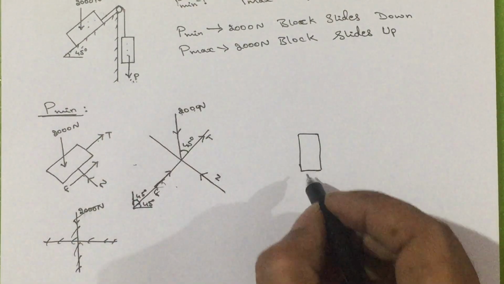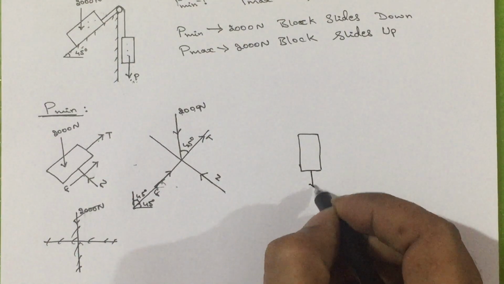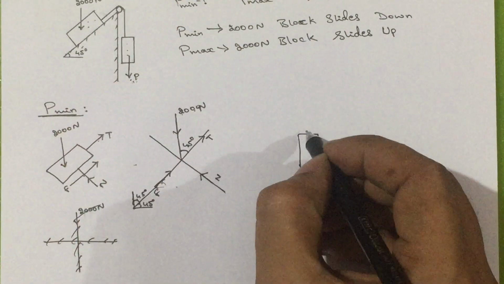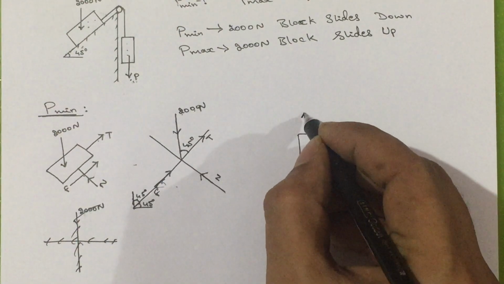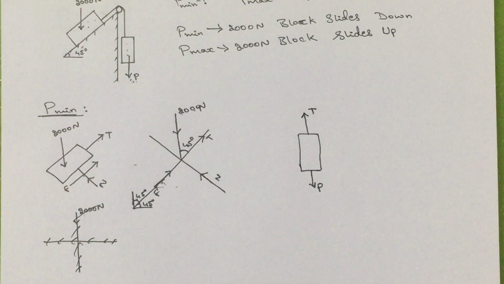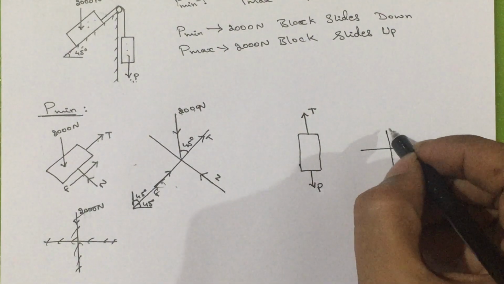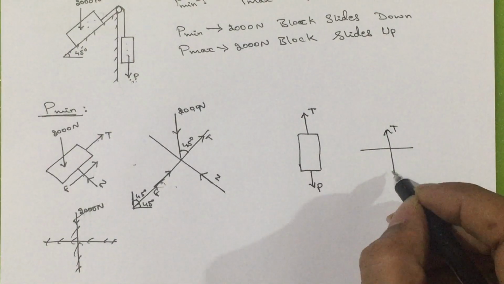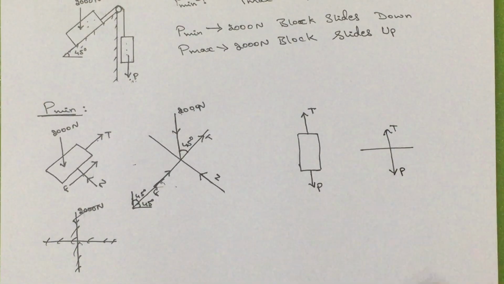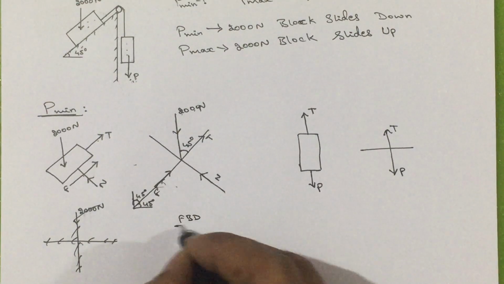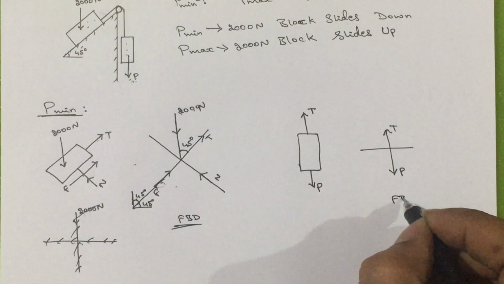Then P is there, P is attached here. Then on this side a cable is there, and the cable will be subjected to tension, that is T. We can simplify this one as, write the plus mark, on the upside T, downside it is P. So this is the free body diagram.